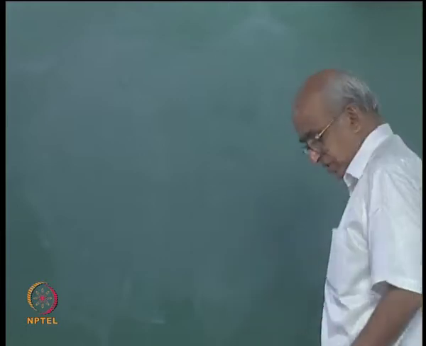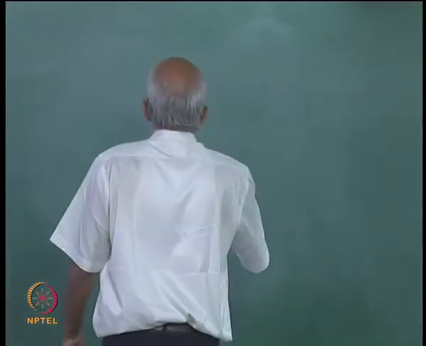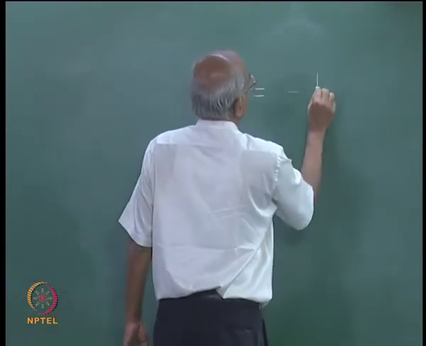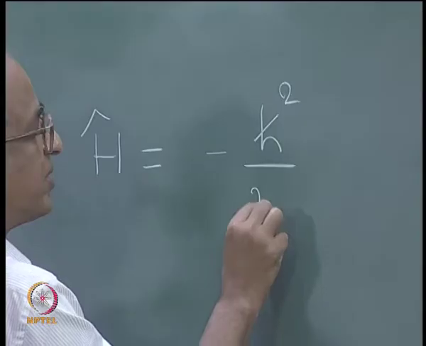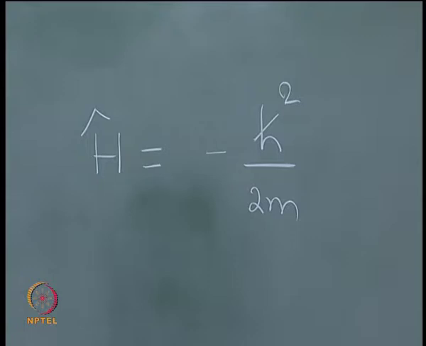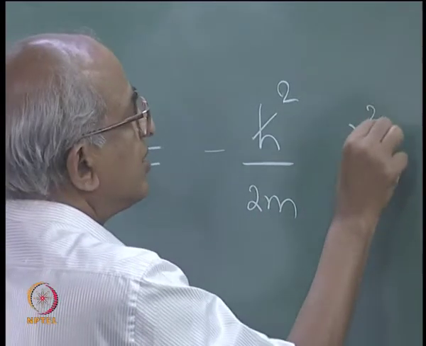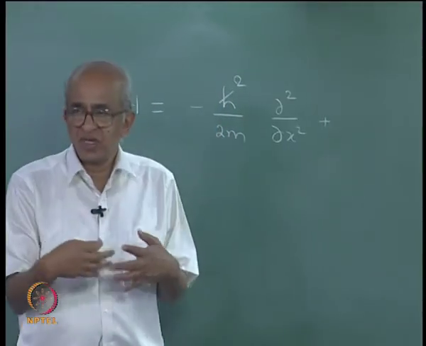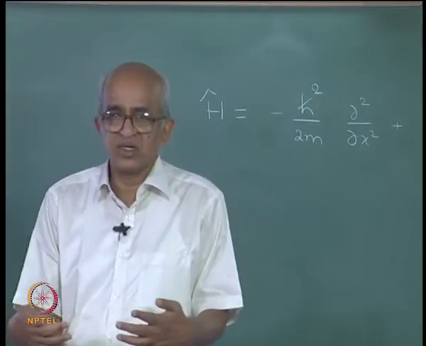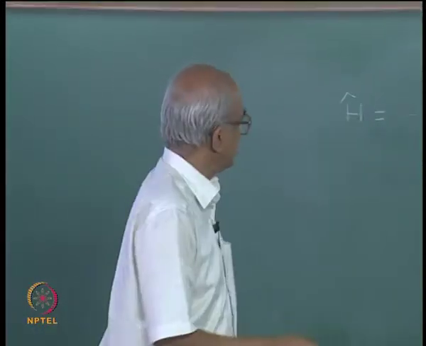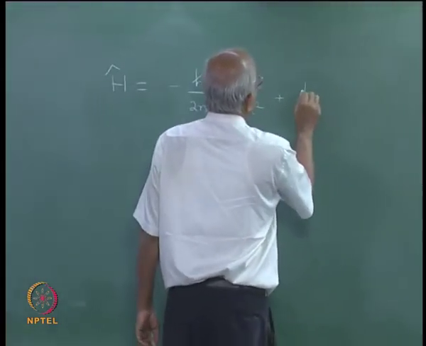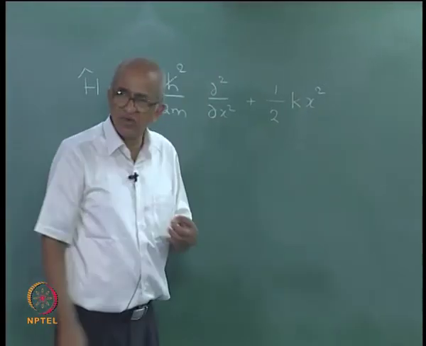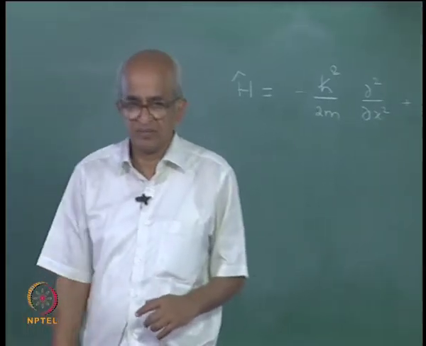So, if you think of the Hamiltonian operator for the harmonic oscillator, we saw that the expression for it is given by minus h cross square by 2m times dou square upon dou x square. This comes from the kinetic energy of the particle, and then in addition to that we have the potential energy occurring in the Hamiltonian operator, and for a harmonic oscillator the potential energy is actually given by 1 by 2 k x square, where k is known as the force constant for the harmonic oscillator.